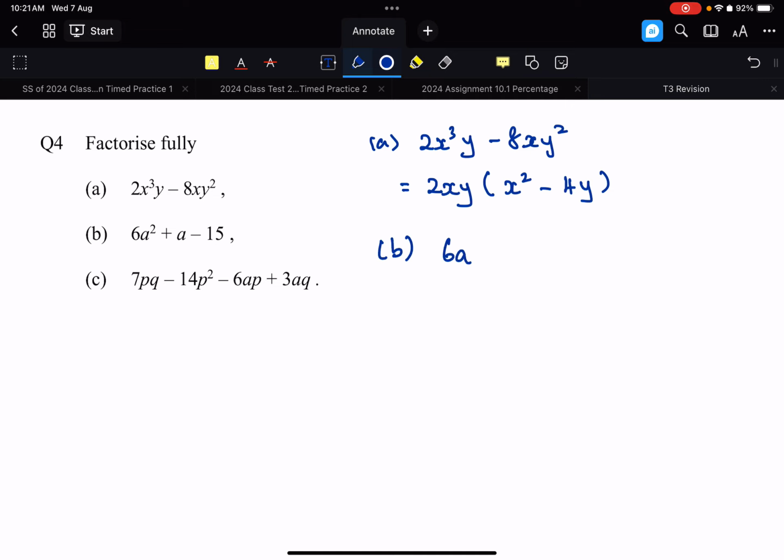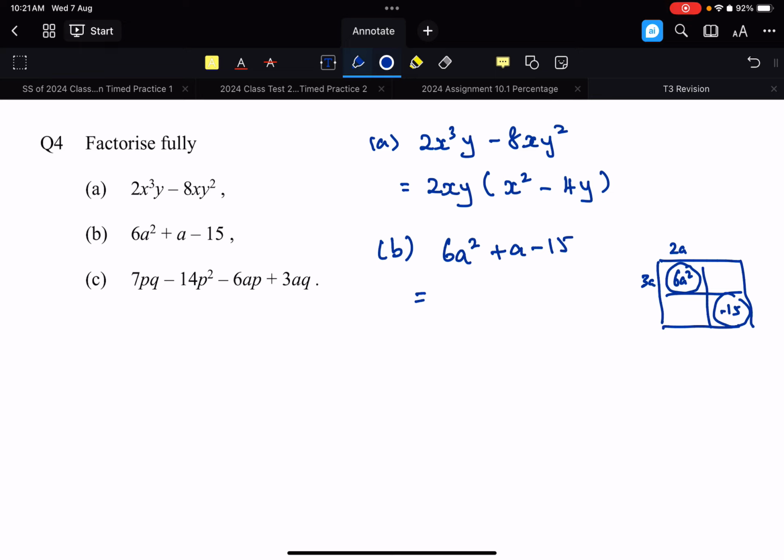Well, part B, we have 6a squared plus a minus 15. If you are familiar with the cross method, let's do a simple sketch. Top left hand corner, 6a squared, bottom right, negative 15. I want to obtain a. So I can try a few different combos. A good combo will be 2a, 3a, right?